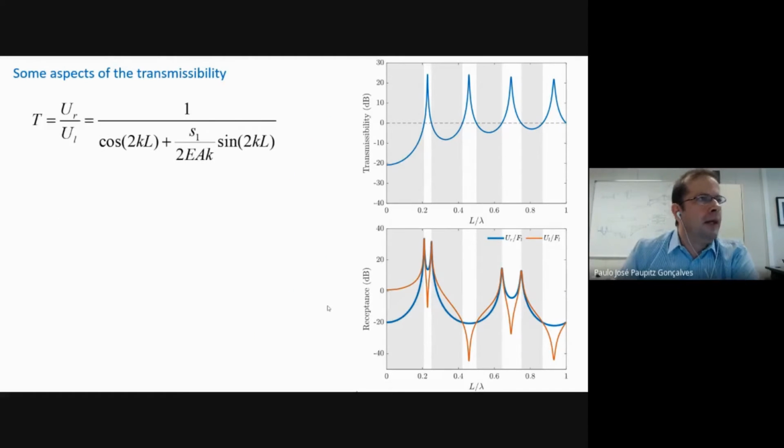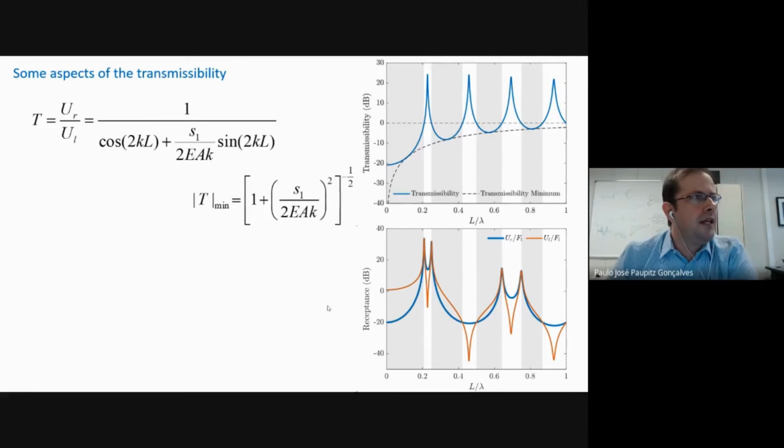So some features of these transmissibility functions are these. We have this minimal dashed line that follows the troughs. So this follows this expression here, which we can obtain by combining these trigonometric functions. So this is important, and we are going to see later that the nonlinearity doesn't affect this trough. And the reason is that, as I said, it's going to affect the regions where you have large displacements.